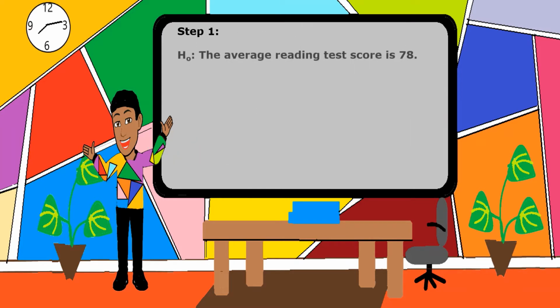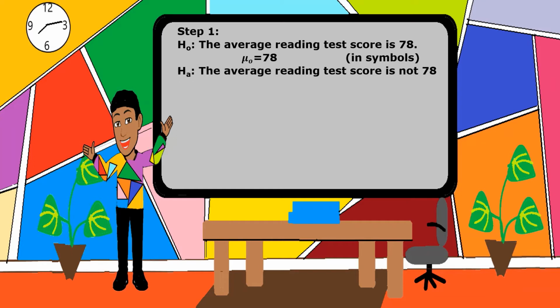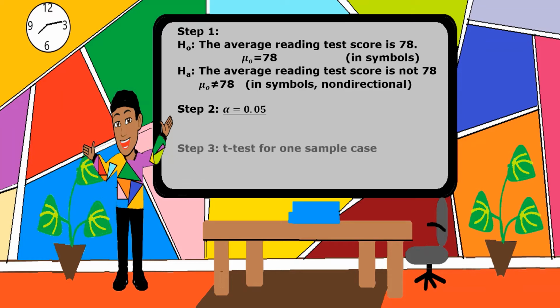Step 1. The null hypothesis: the average reading test score is 78. Or in symbol, hypothesized mean is equal to 78. Alternative hypothesis: the average reading test score is not 78. Or the hypothesized mean or population mean is not equal to 78 in symbols, and it is non-directional because of the presence of not equal. Step 2. Our alpha or level of significance is 0.05.